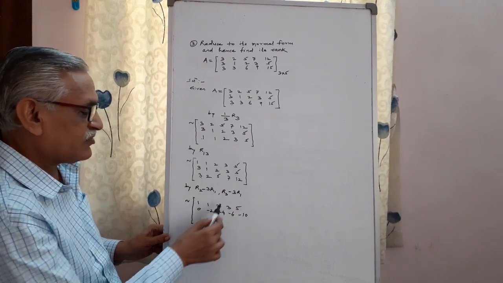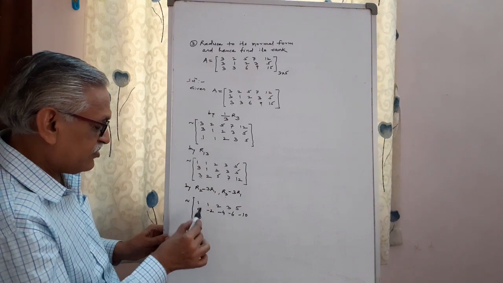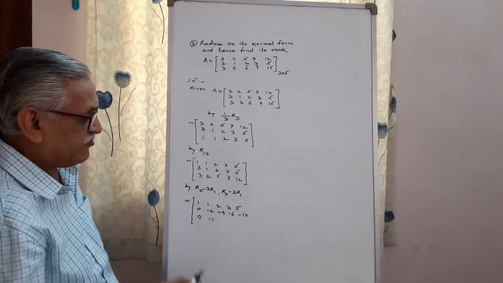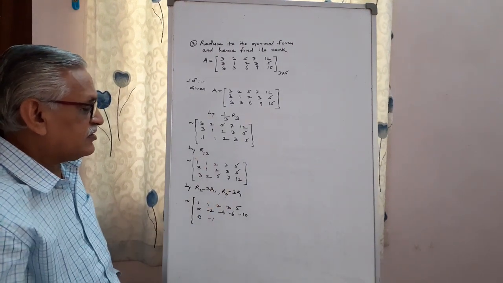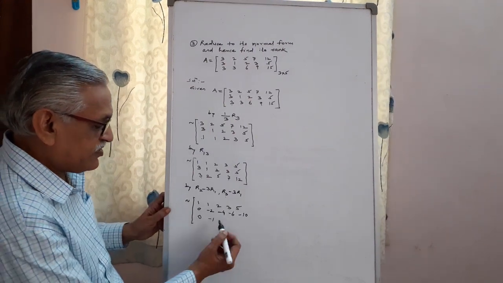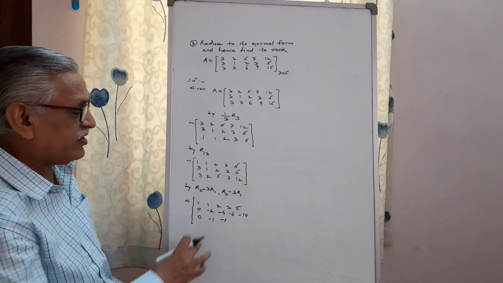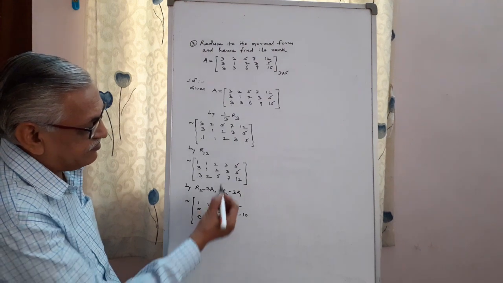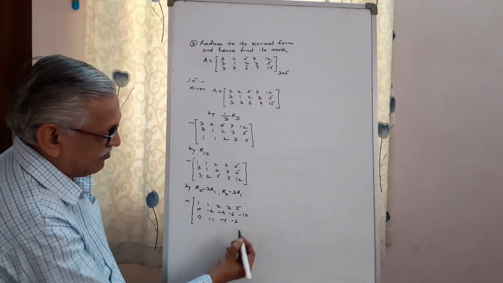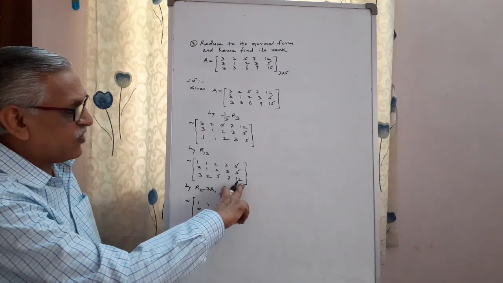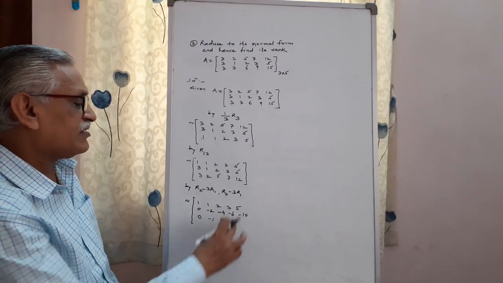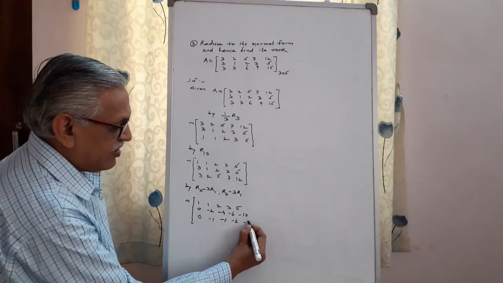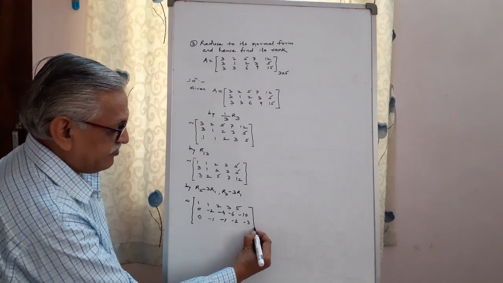Then applying this R3 minus 3 R1, 3 minus 3 0, 2 minus 3, then 5 minus 3 times 2, 5 minus 6 is minus 1, 7 minus 3 times 3, 7 minus 9, and then for this 12 minus 3 times 5 is 15, 12 minus 15 is minus 3. Okay.